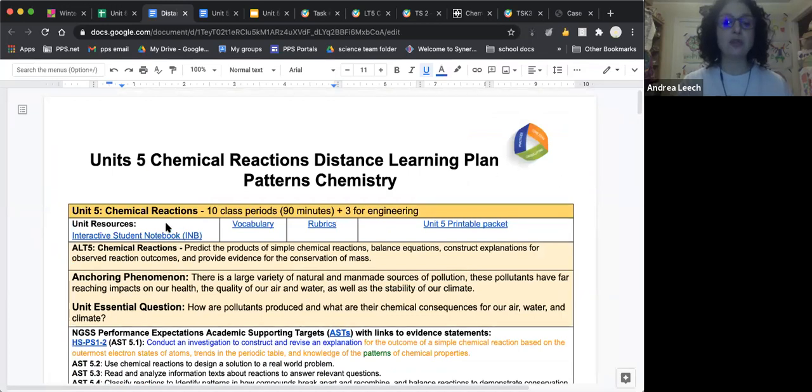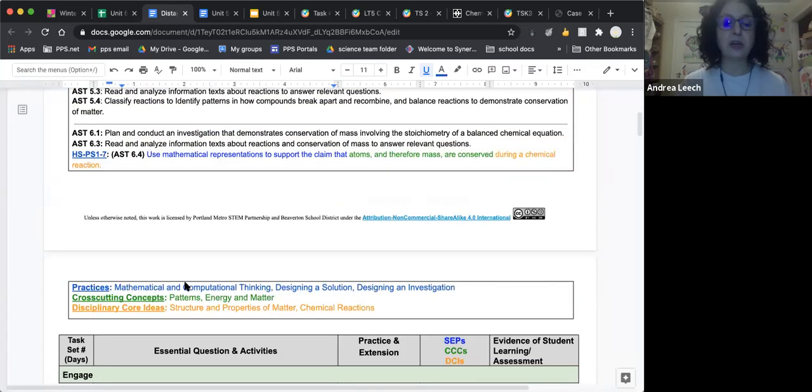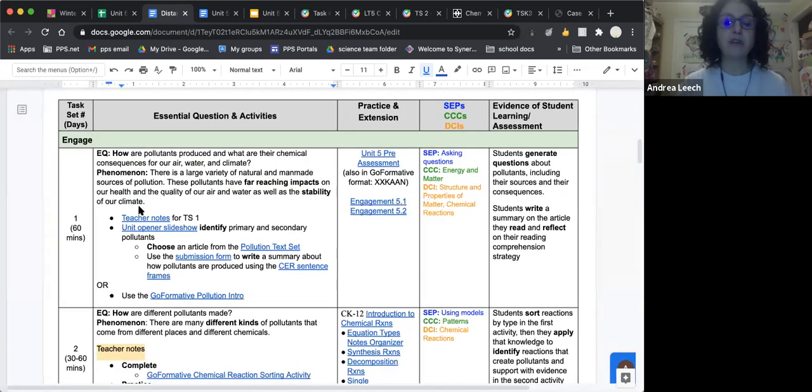As usual, our interactive notebook is in the upper left-hand corner, and we'll open that in a minute. We're going to start off with a unit opener slideshow on primary and secondary pollutants, where we talk about what kinds of pollution we see. It starts with how the air looks now where we are in Portland versus where it was at the beginning of the year.